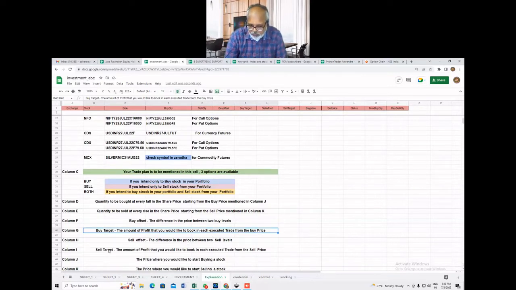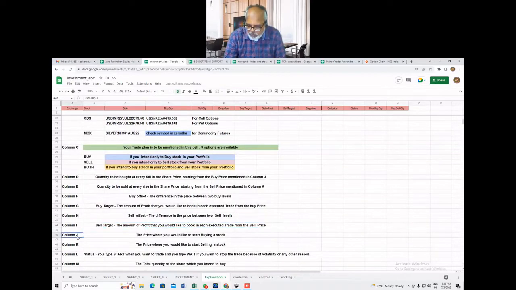Similarly, in column H, we put the sell offset, that is the difference in the price between two sell levels. In column I, we put the sell target, the amount of profit that you would like to book in each executed trade from the selling price. Suppose I sell a stock at 700 and I want to buy it back at 670, then I have to put a sell target of 30 points.